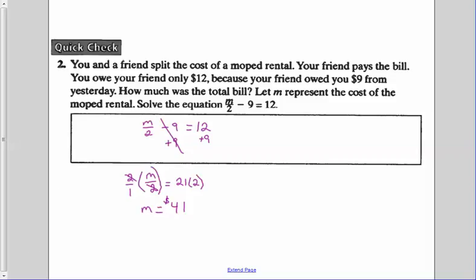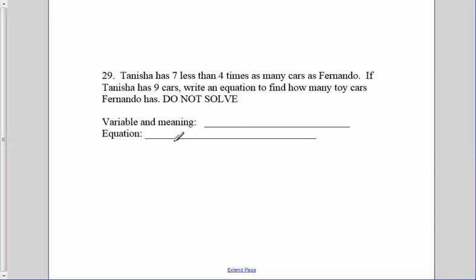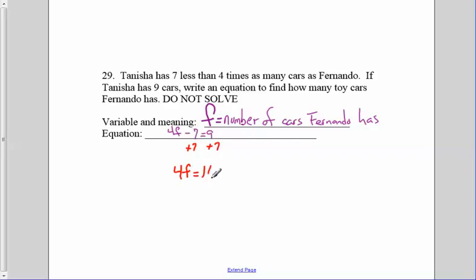Alright, and as I said before, we're going to go back and look at that question about the toy cars. So if we come back to our problem here, remember that we had F as the number of cars Fernando has, and we said that 4F minus 7 equals 9. Well, now we can actually solve this. So I do the opposite of what is shown. I see subtraction, so minus 7, so I'm going to add 7. So I add 7 to both sides. That cancels my negative 7 out here, so I'm left with 4F equals 16.